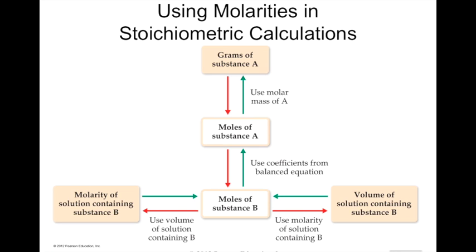And then where would this come into play in your calculations? Well, you can do a lot of different things with these molarities. So if you have the grams of a substance, then you use the molar mass to figure out how many moles you have, and then using your balanced coefficients, the moles of substance B, and then you could use the volume to figure out the molarity of that, or you could use the molarity of a solution to figure out how much solution would be made containing that substance. So it's a familiar thing going from grams to moles, and once you're in moles, things are a little bit easier to work with.